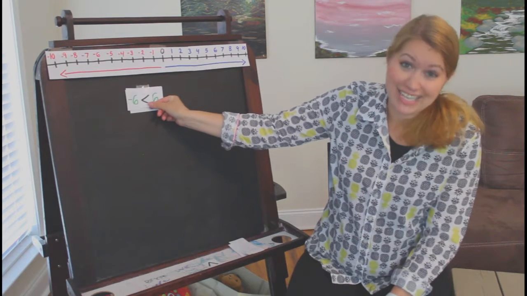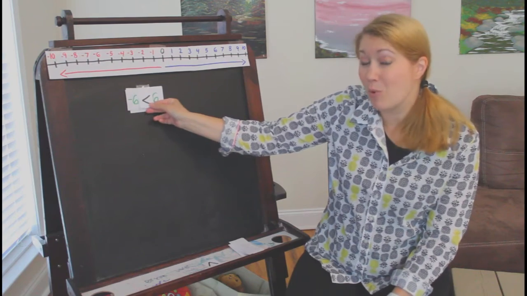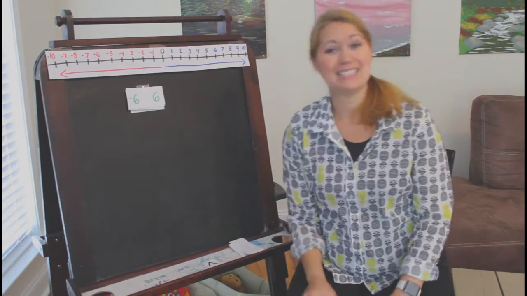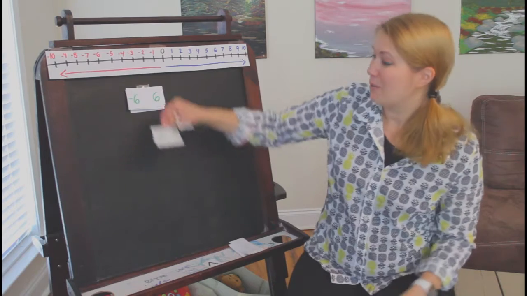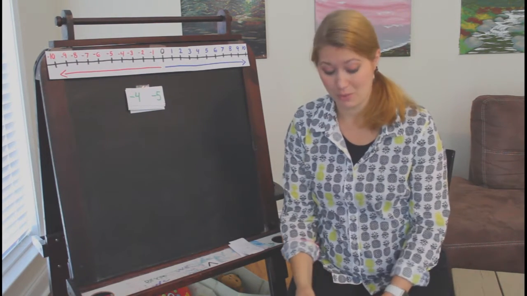+6 is better. It's greater. -6 is a debt. You owe that much more. It's less than 6. What about -4 or -5? Which one's greater?